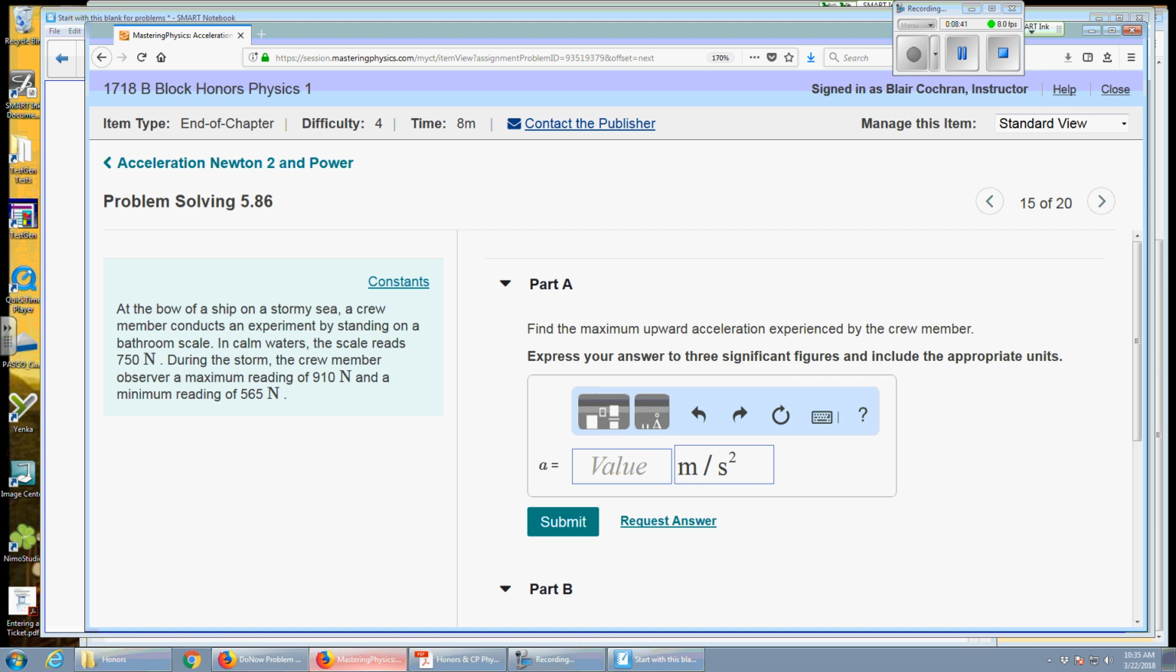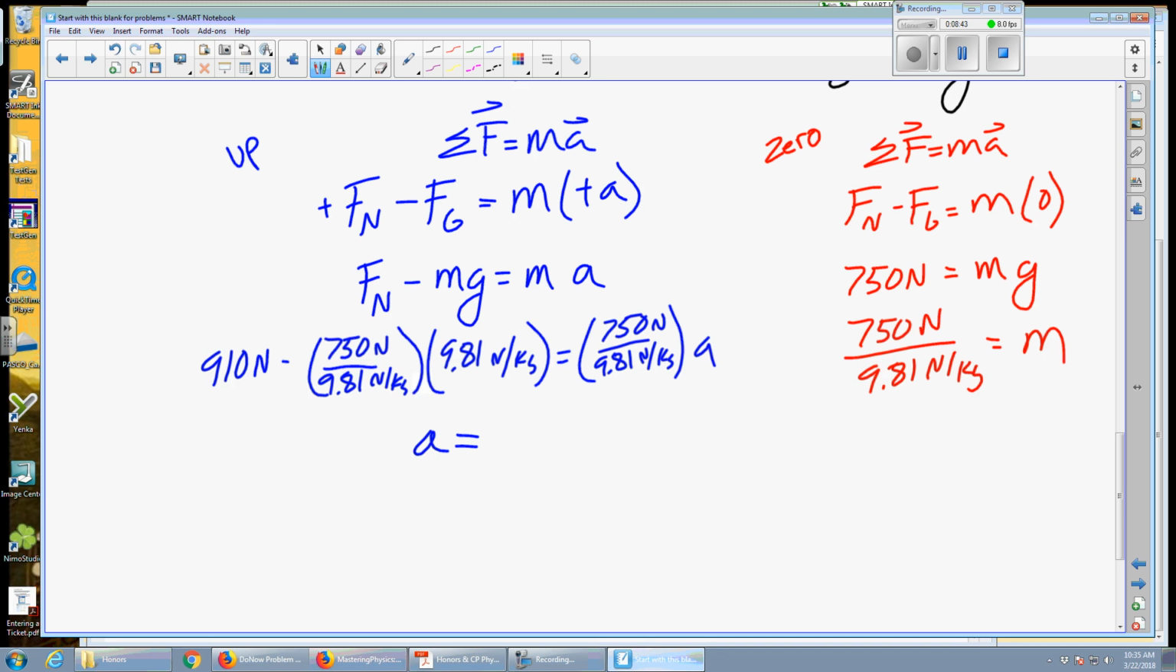No. See, net force is... I'm glad you brought this up. See the sigma F, that stands for net force. Subscript N, that N stands for normal. And that's what the scale reads. So if they tell me when there's no acceleration the scale reads 750 newtons, I know the normal force is 750 newtons. Remember, that's the doctor makes a mistake.